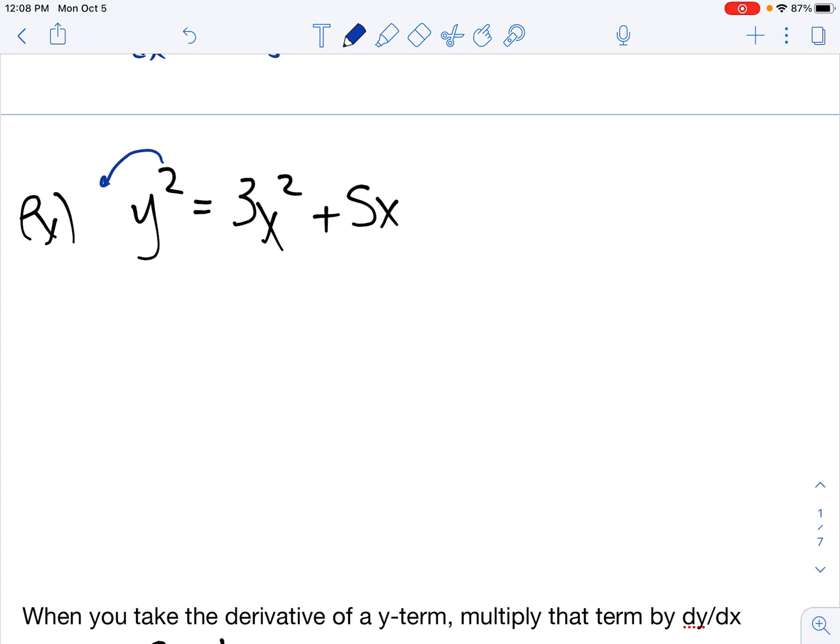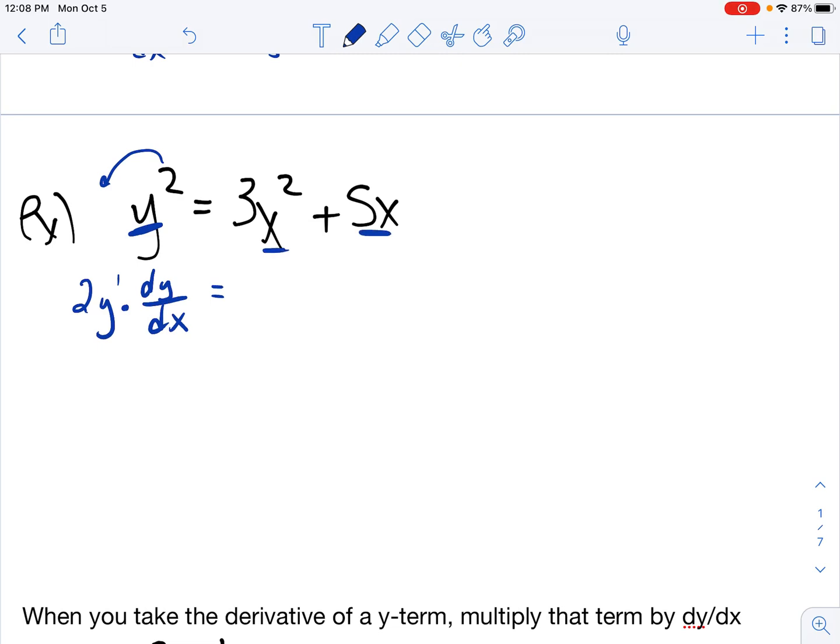So here's how it works. Basically, I'm going to take the derivative of this like it was an x squared. I'm going to bring down the 2, and I'm going to subtract 1 from the power, except it's 2y, not 2x, right? 2y to the first, then because it was a y term, I'm going to multiply by the derivative of y with respect to x, which is simply dy over dx.